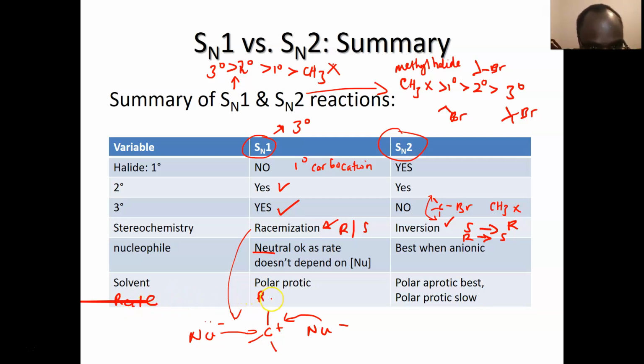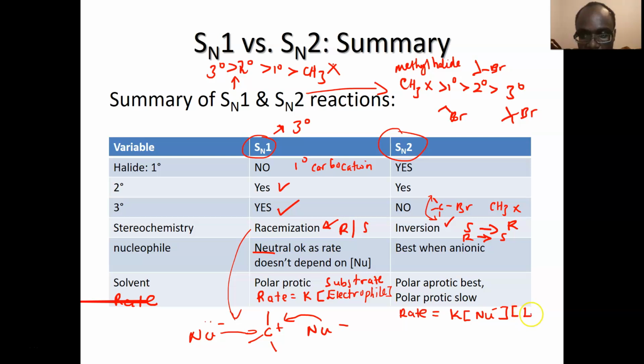So the rate equation of SN1 equals K, the rate constant, times the concentration of the electrophile, what others will call the substrate. For SN2, the rate will be equal to K multiplied by the concentration of the nucleophile and multiplied by the concentration of the electrophile. So you see, for SN1, the nucleophile is not taking part, so the nucleophile does not need to be strong. If it's weak, it's fine. In fact, we like the weak ones to avoid mixtures. Now, the nucleophile for SN2 is best when it's negatively charged. That's what we mean by anionic.